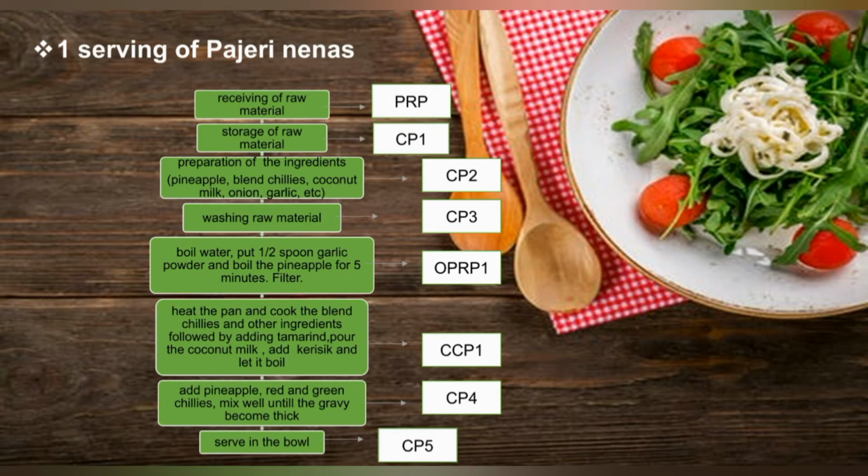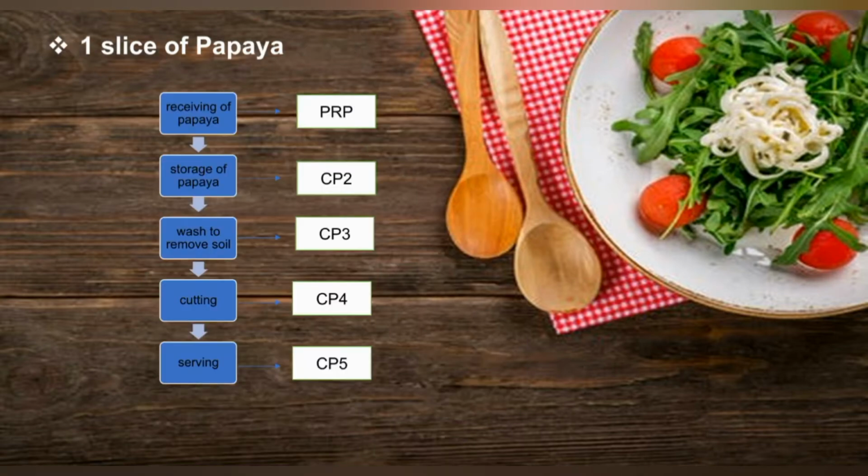1 serving of pajari nanas: receiving PRP, storage CP1, preparation of the ingredients CP2, washing raw materials CP3, boil water, put half spoon garlic powder and boil the pineapple for 5 minutes or PRP1. Heat the pan and cook the blended chilies and other ingredients followed by adding tamarind. Pour the coconut milk, add kerisik and let it boil CCP1. Add pineapple, red and green chilies, mix well until the gravy becomes thick CP4 and serve in the bowl CP5. 1 slice of papaya: receiving PRP, storage, wash, cutting, serving all is CP.